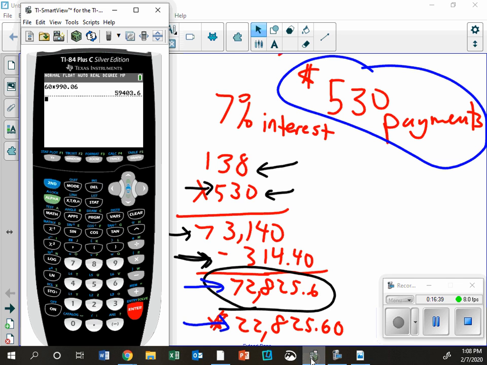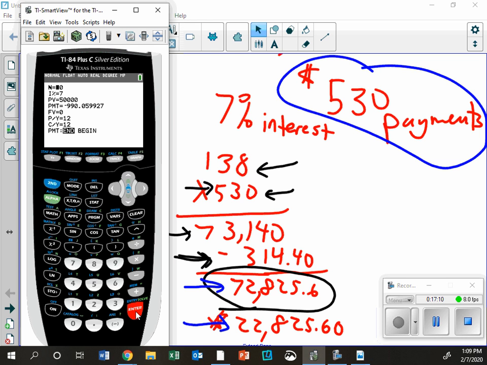Okay. Let's see if you really caught that. Everybody go to TVM Solver again. It's under Apps, Finance, TVM Solver. And I'm going to give you a new scenario. It's going to be a house loan. We're going to buy a nice house this time. We're going to buy a $500,000 home. $500,000 is what we're going to borrow.